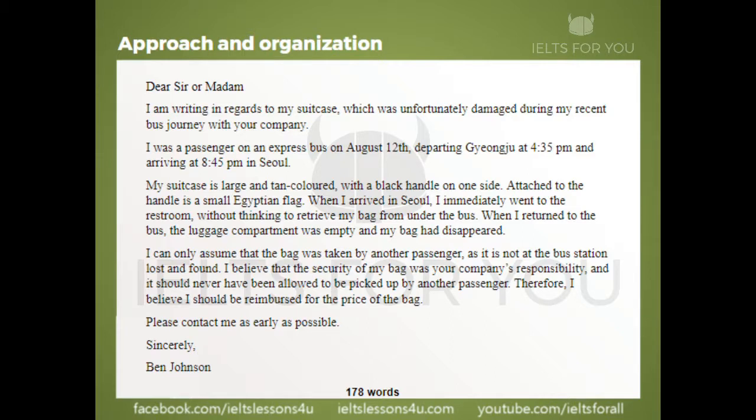With Task 2, it's all about paragraph organization. With Task 1 General, it's all about the elements of a letter and the tone. Okay, so keep those things in mind, keep on studying, and remember to ask me if you have any questions.